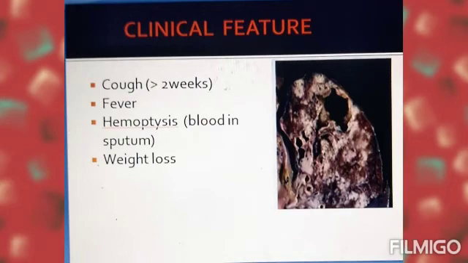Clinical feature of pulmonary TB. Patient comes with a cough of more than 2 weeks, fever, hemoptysis, blood in sputum, and weight loss. In this diagram, we can see the large cavity over the apex of the lung, and the patient comes with all these features. So, in this we can learn that there is a cough, fever, hemoptysis, and weight loss during the pulmonary infection, and it causes TB.